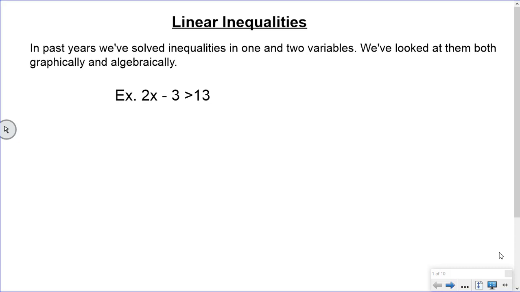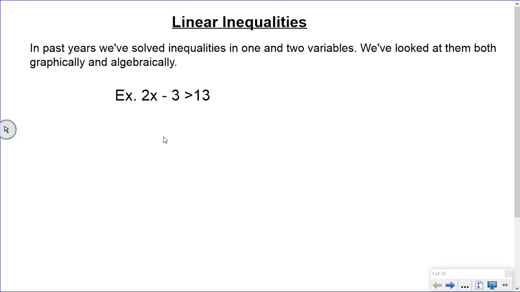So in the past, we've solved inequalities in one and two variables. We've looked at them both graphically and algebraically, right? So we've talked about linear inequalities. For example, if I had an inequality like this, where I said 2x minus 3 is greater than 13, what that's asking you to do is figure out what value for x is going to make the left-hand side larger than 13?